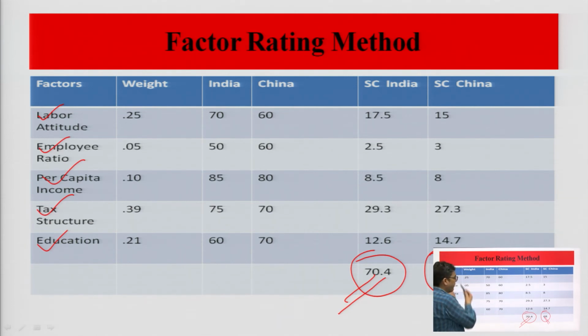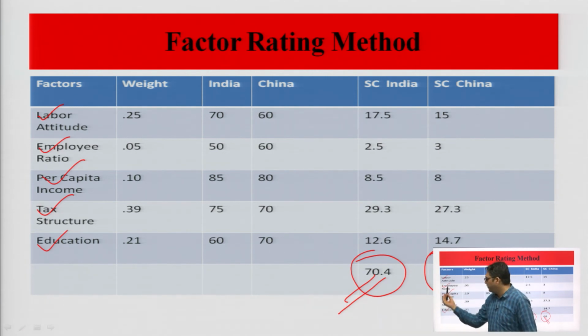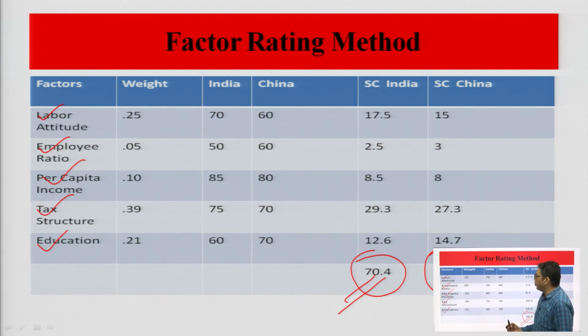These are the factors. The weightage is between 0 and 1, the values are less than 100, multiply this and this, then for China it is this and this. We need to add the total value, and whichever location gets the maximum value, we have to select that one only.